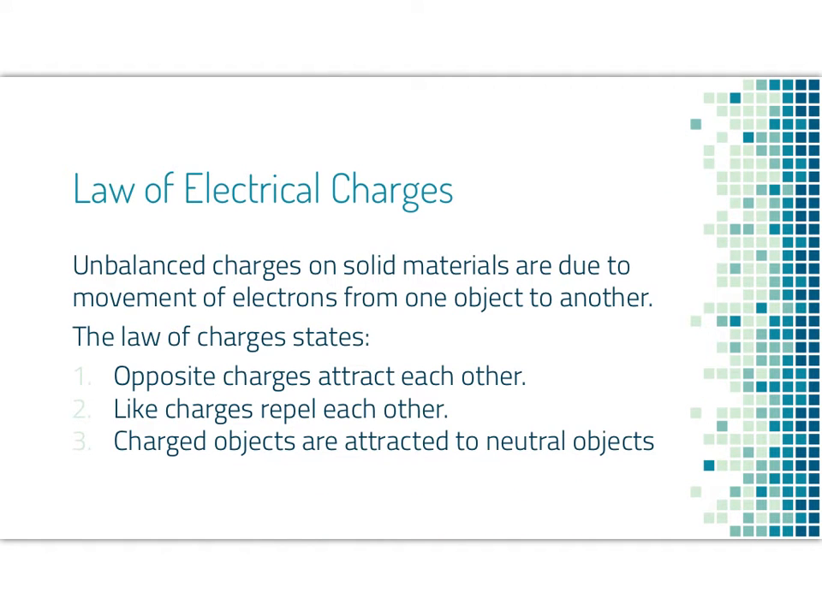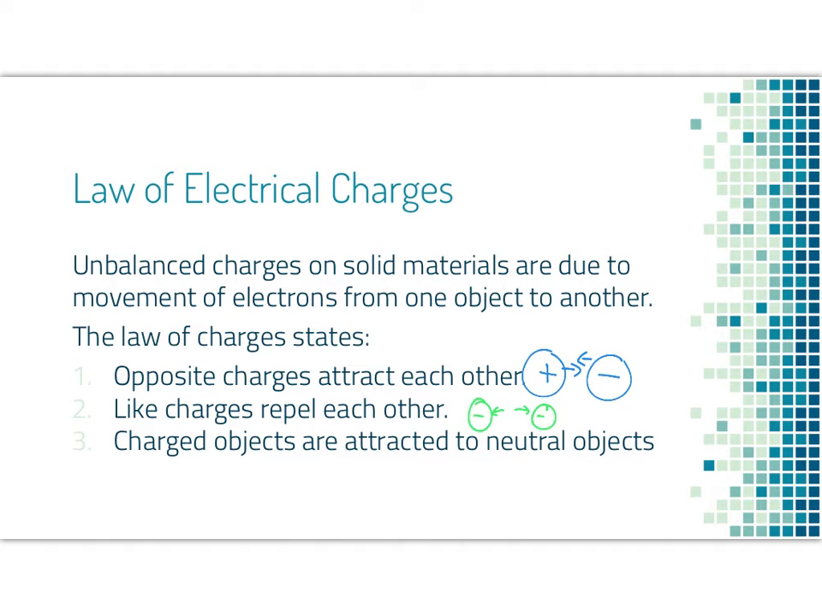So the law of electrical charges, again, we know that unbalanced charges on solid materials are due to the movement of electrons from one object to another. The law of charges states that opposite charges attract one another. So a positive will attract a negative. All right. Like charges repel one another. So a negative and a negative, they're going to move apart.